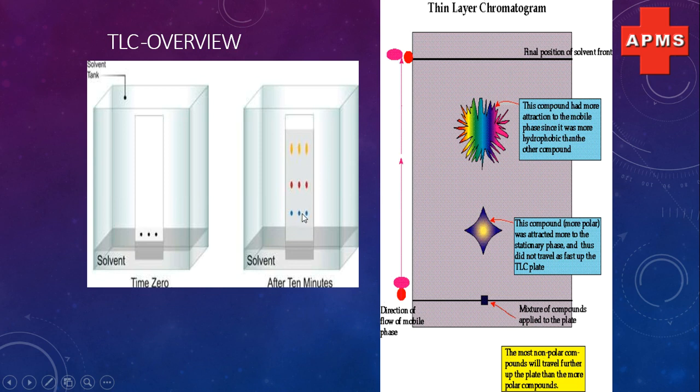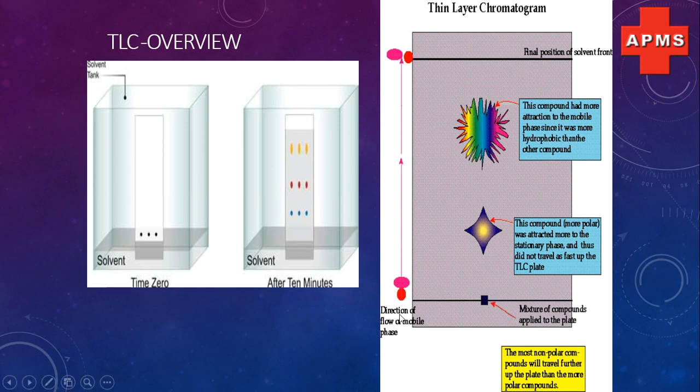So these are separated. According to this, the blue component has more adsorption or more interaction with the stationary phase, but this yellow colored component has very less attractive forces with the stationary phase, or we can say this is a non-polar substance which is more solubilized in organic solvent. So this is the diagram.